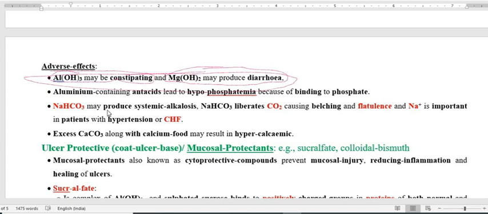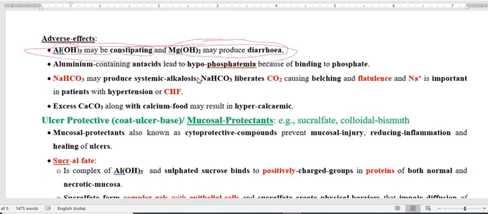The other side effect of aluminum is that it combines with phosphate and therefore produces hypophosphatemia. And because sodium bicarbonate contains sodium ion, this is not very good for the patient, for example causing hypertension. Because of this sodium ion, it is not to be used in hypertensive conditions or in congestive heart failure patients.